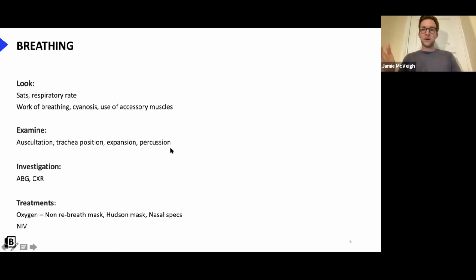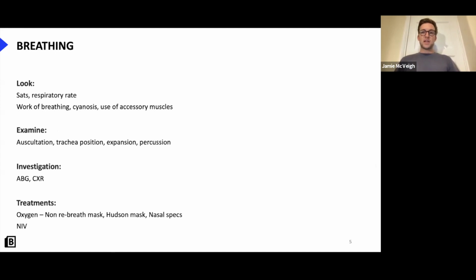All right. If they're severely hypoxic, you can give it through a non-rebreathe mask. You can give 15 liters. Otherwise, you can wean it down with a Hudson mask, so just a simple face mask. And if they're sort of above 90%, then you can just put some nasal specs on them and give them 2 to 4 liters. Okay. And if they're really hypoxic, you need to think about non-invasive ventilation. All right. And that will involve you contacting the medical registrar or the anaesthetist to organize that. Okay. But we can talk a bit more about that with the cases.